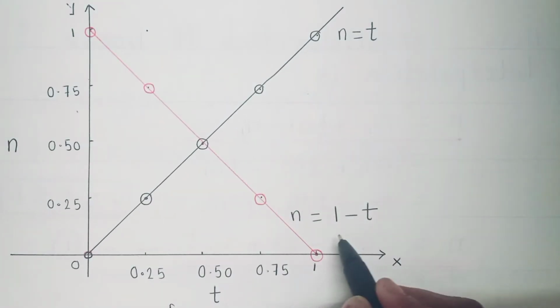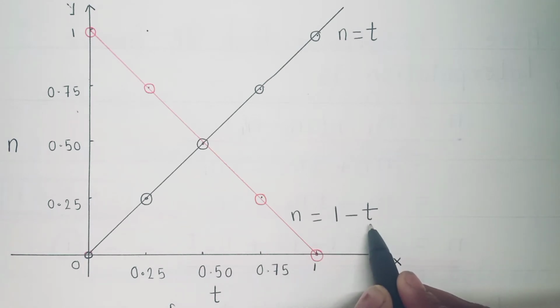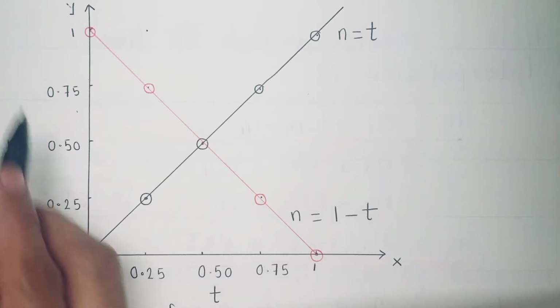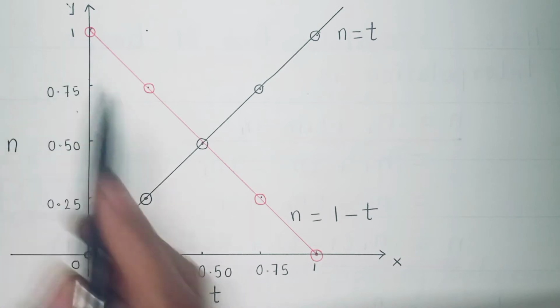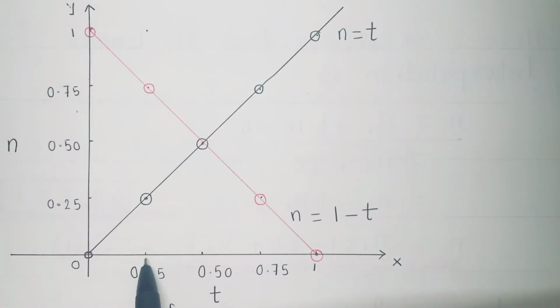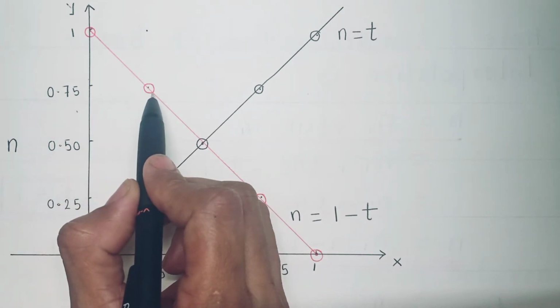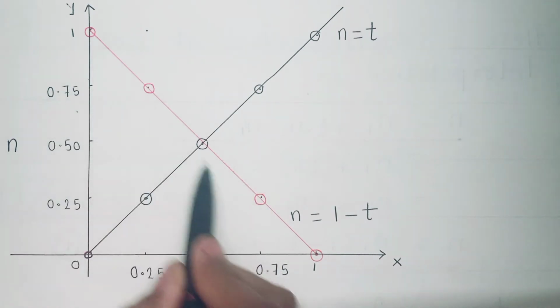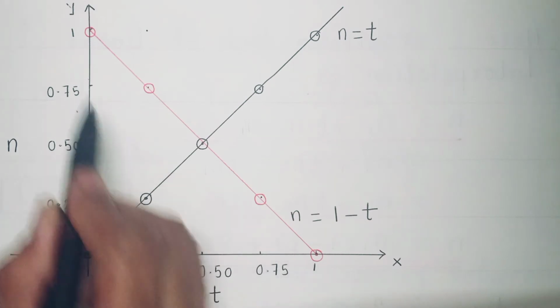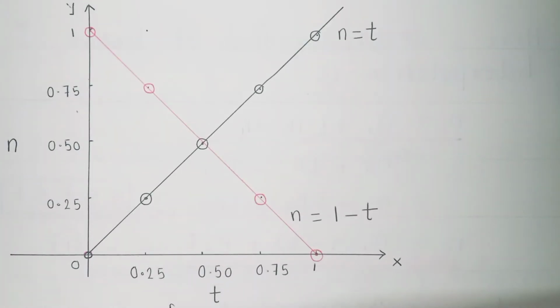Now find the graph for n is equal to 1 minus t. If t is equal to 0, then the value of n is 1. If t is equal to 0.25, then the value of n is equal to 0.75. So similarly, draw all the points here and attach them with the help of a scale.